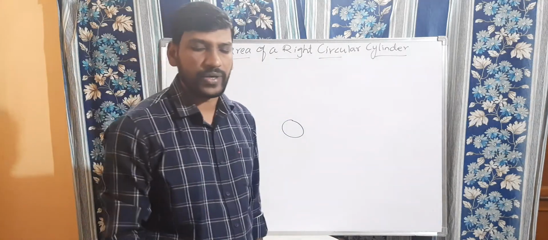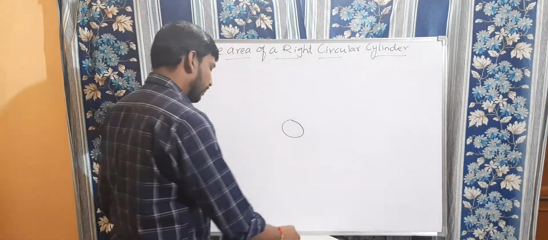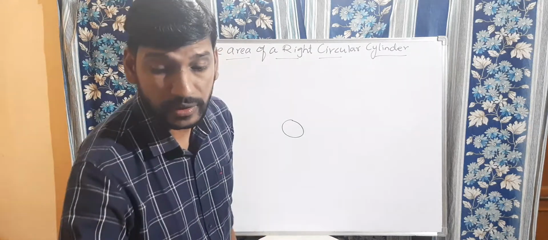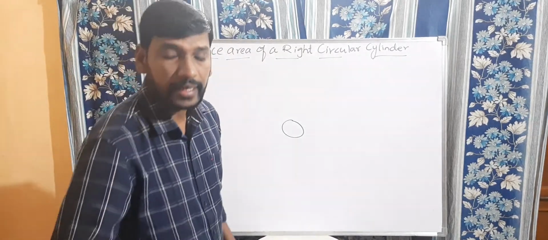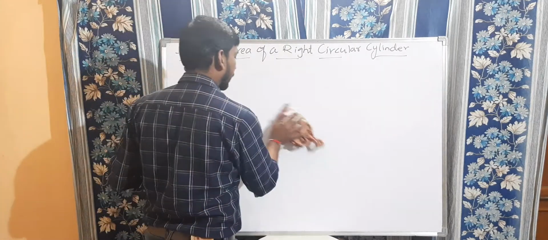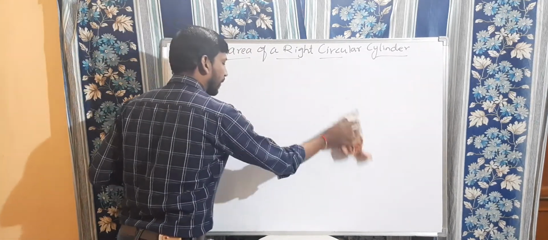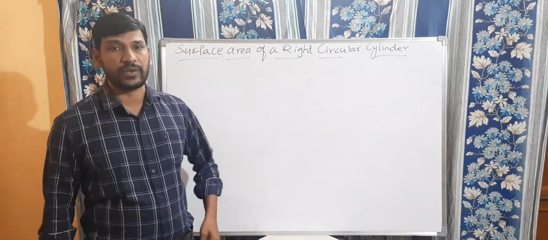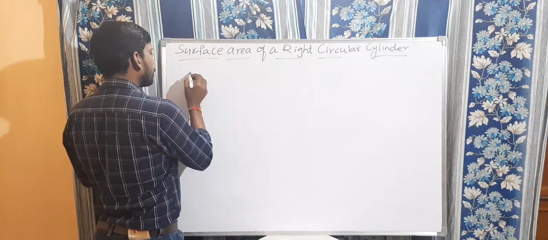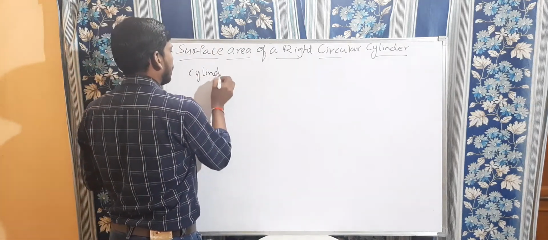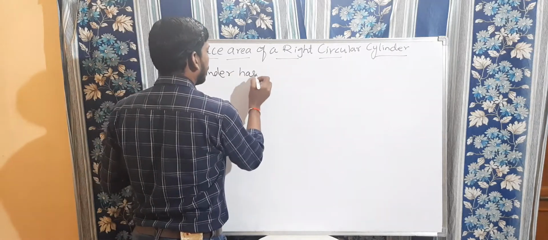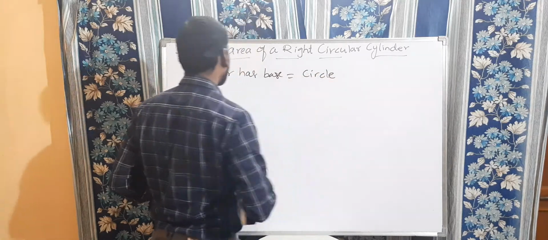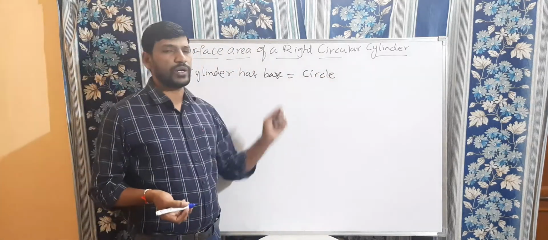Now, what is the curved surface area of the cylinder, as well as the total surface area of the cylinder? Here we can use the word curved surface area. It is not a lateral surface. It is a curved surface area that we are going to find out. Clear? So, already I told you, to find the curved surface area or lateral surface area, the perimeter or circumference of the base is required. Now, the cylinder has base equal to circle.